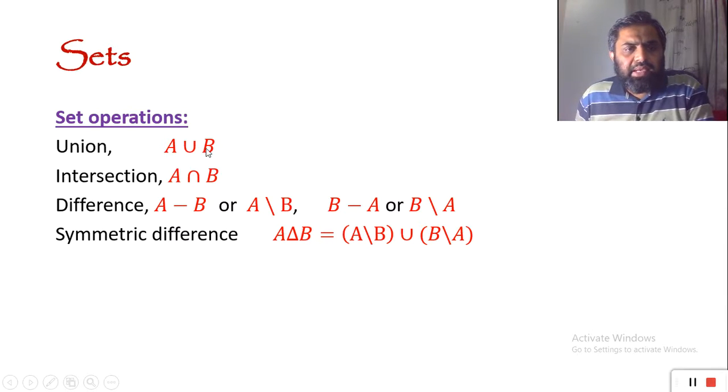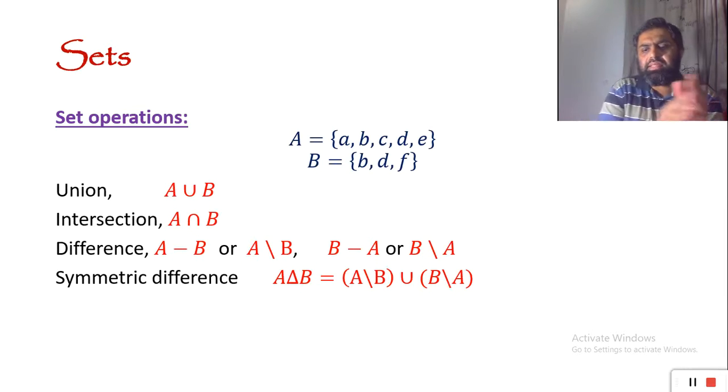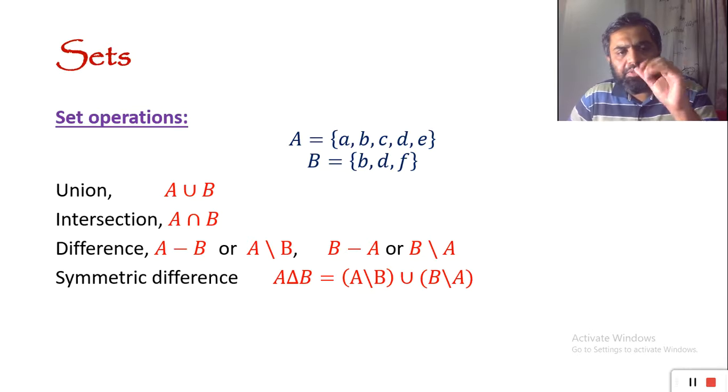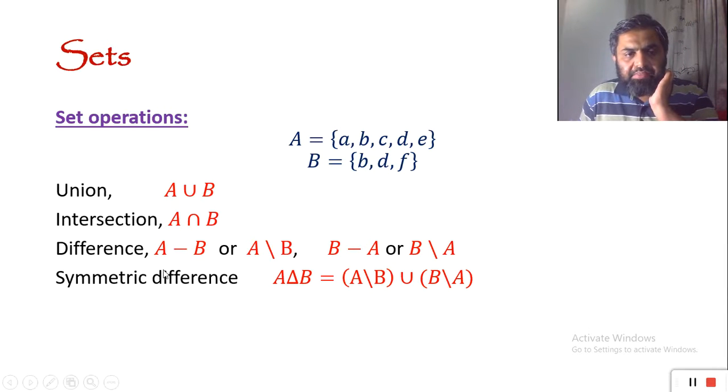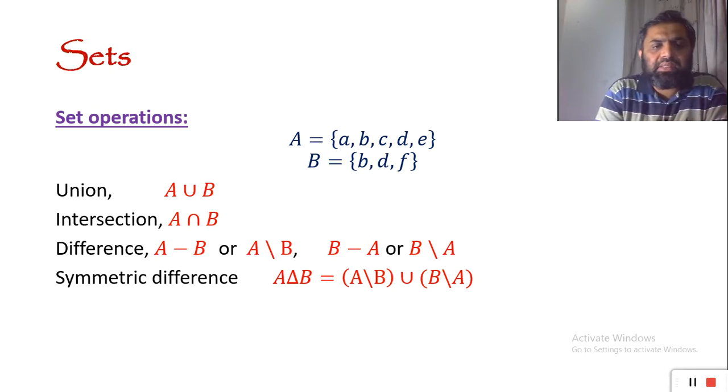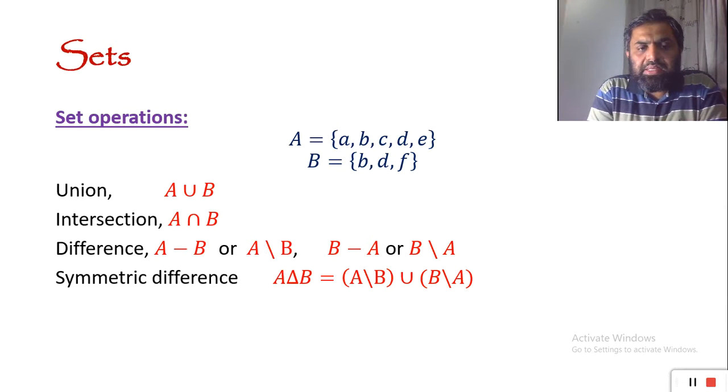So let's see, A union B. It means if we have a number of elements in set A and a number of elements in set B, A union B is a set in which we include elements of both A and B. In the intersection, A intersection B, we take only those elements which are common to A and B. Then we have A minus B, which we also write as A slash B. A minus B, the difference of A and B, is those elements which are present in set A but not present in set B.